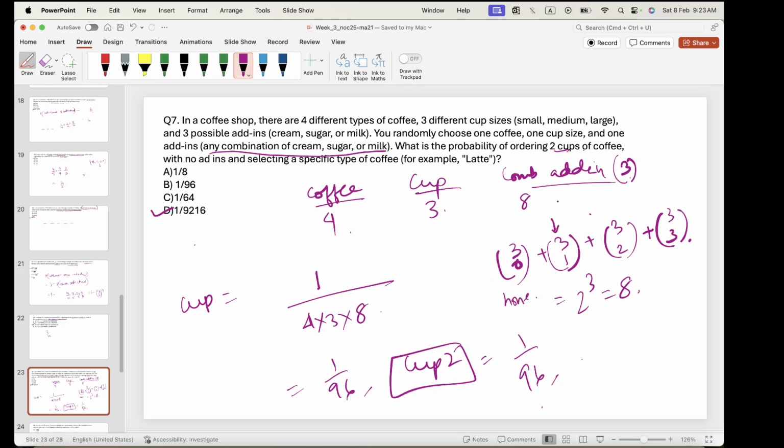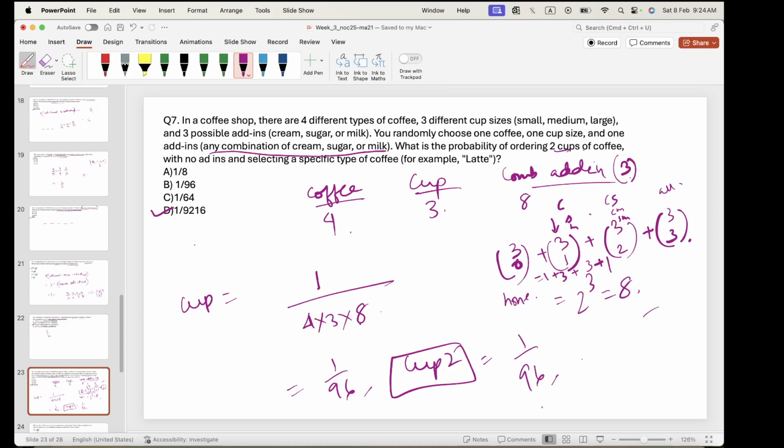Here this one is none. Here I could have 3 possible choices: cream, sugar, milk. Here I could have cream and sugar, cream and milk, sugar and milk. And here I have all. So if you expand it, it will come to 2 cube, 8. This is 1 plus 3 plus 3 plus 1. So 8 combinations.